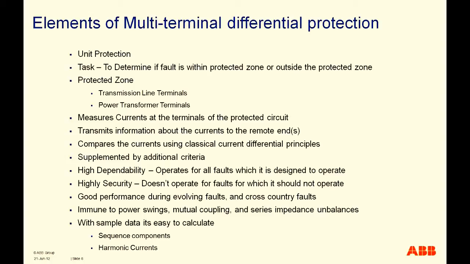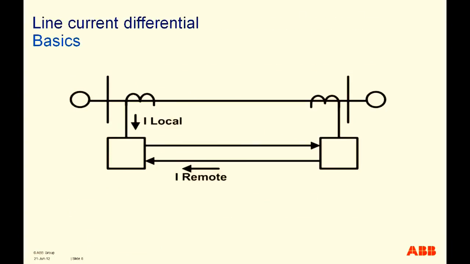Also, this line differential protection is quite good for evolving faults as well as for cross-country faults. And unlike distance protection, line differential protection is immune to power swings, mutual coupling, and series impedance unbalances. Because of this numerical technology, now we can transmit the sample data, and therefore we can calculate the sequence components as well as the harmonic components of the measured analog values.